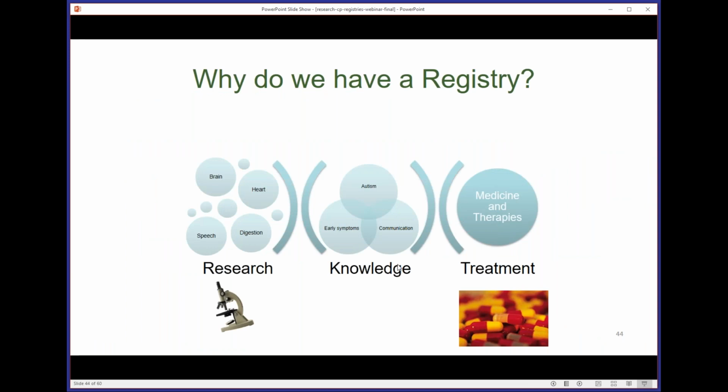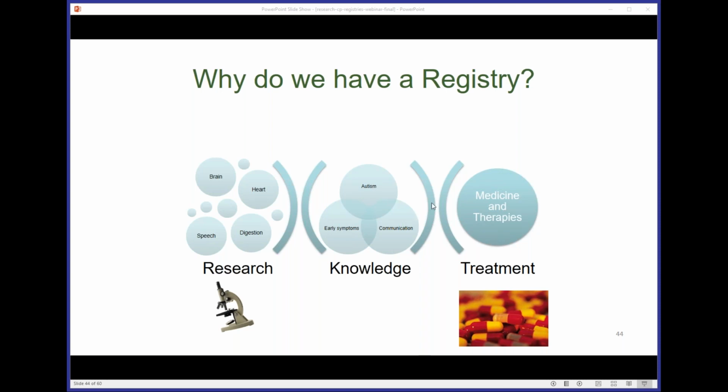So why do we have a registry? Well, there's lots and lots of reasons, but in general, we want to further research. We want to further knowledge of our syndrome, which is just working out its characteristics. And I'll explain later, but we really thought the phenotype had been figured out in the first 10 or 15 years after the gene had been discovered. And we're learning now that the phenotype is actually possibly changing in adulthood. So just learning, what does this disease look like? And finally, hoping to lead to treatments, whether they be therapies, behavior therapies, diets, medical therapies, and so on.